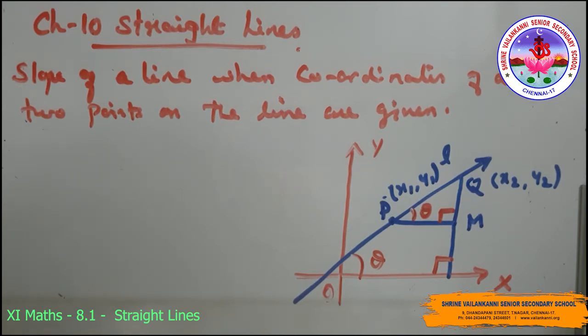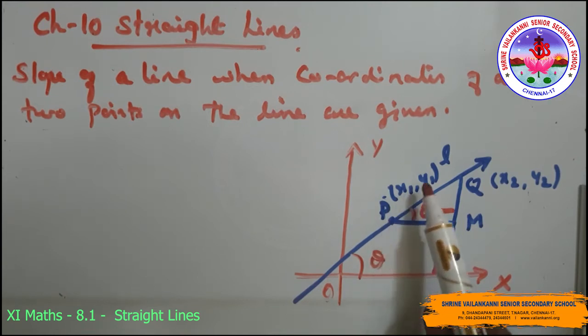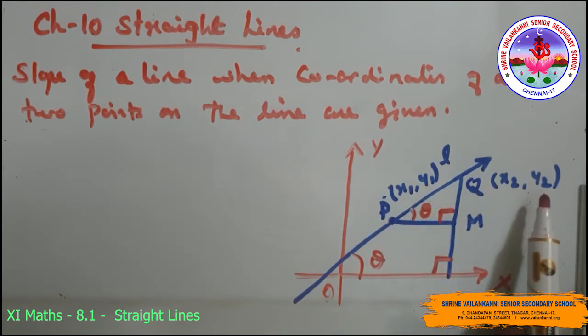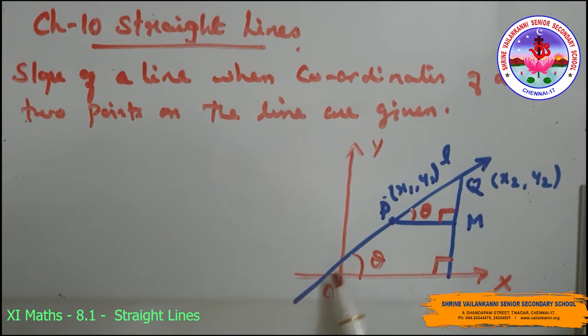Here we are going to see about slope of a line when coordinates of any 2 points on the line are given. We are going to find the slope of a line in terms of the coordinates of 2 points on the line. Let P(x1, y1) and Q(x2, y2) be the 2 points on a non-vertical line L whose inclination is theta.